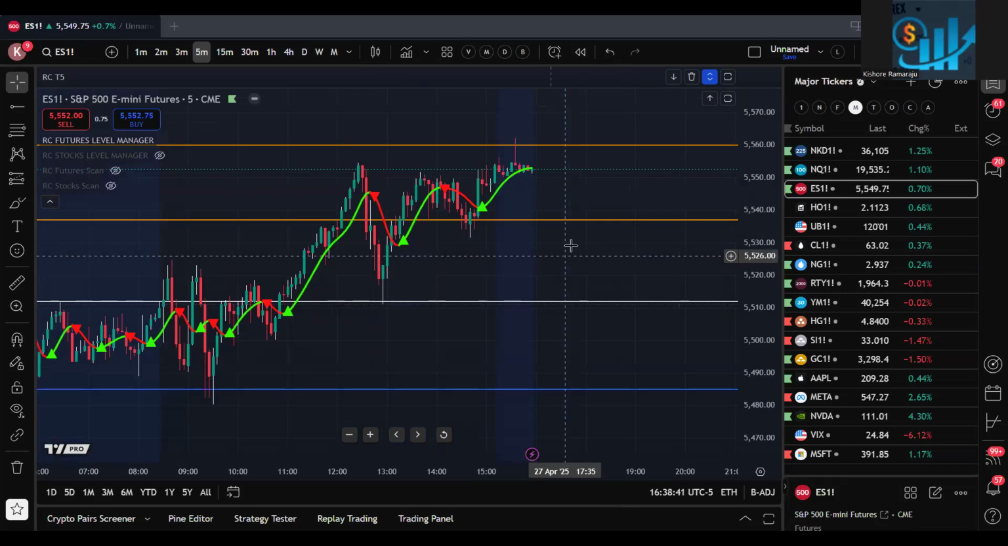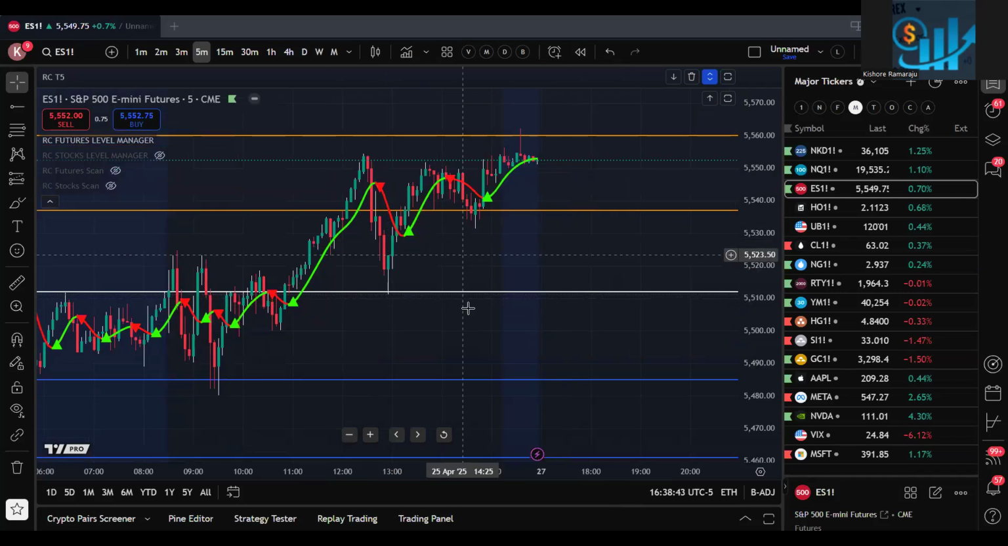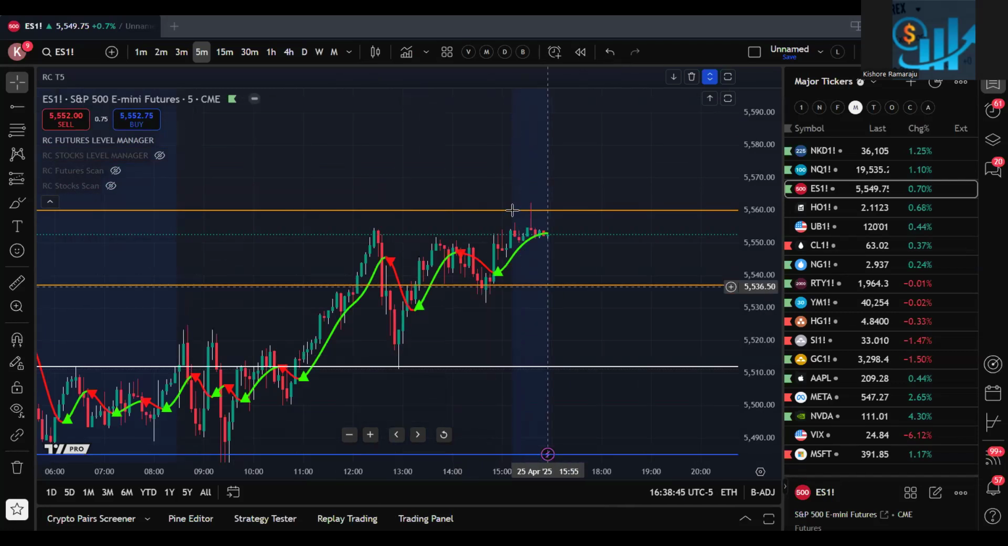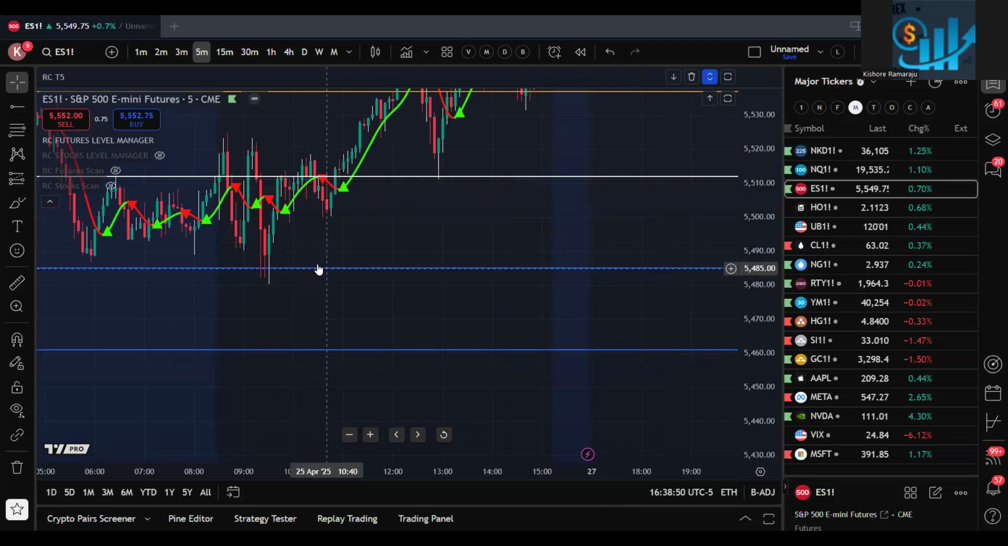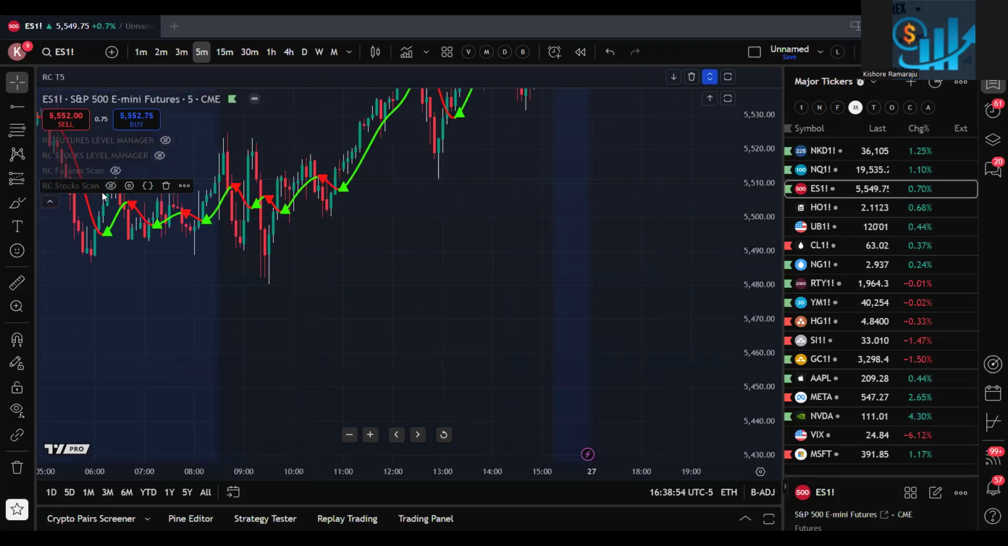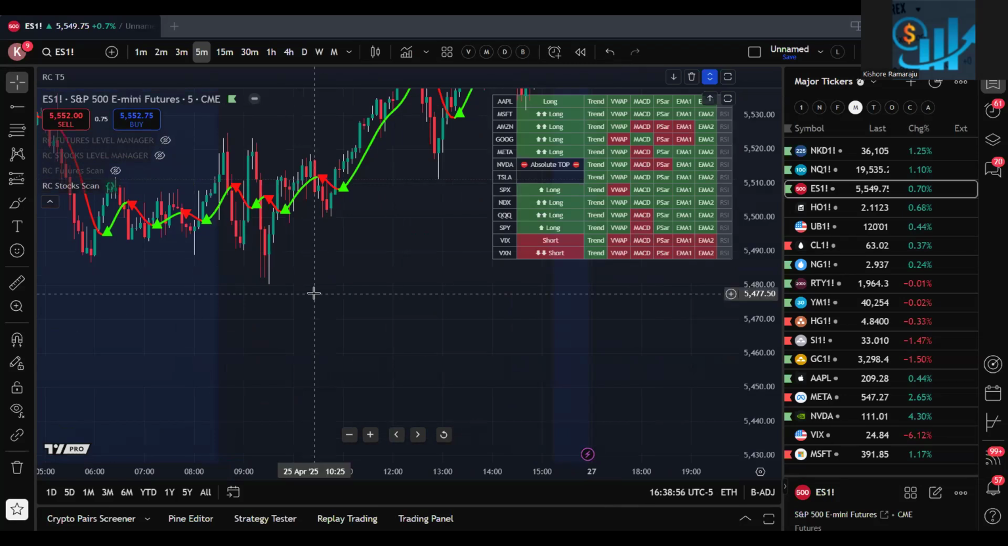It will put where your magnetic level is, where your resistance zero, where your resistance one, where your absolute top, absolute bottom, everything that will do for you. Same thing, right? If I go to stock scan, I can see these stocks are looking bullish.